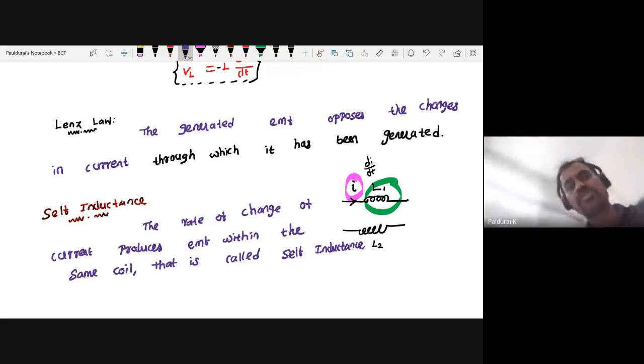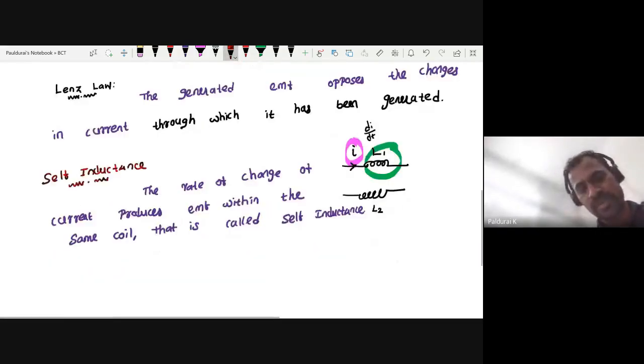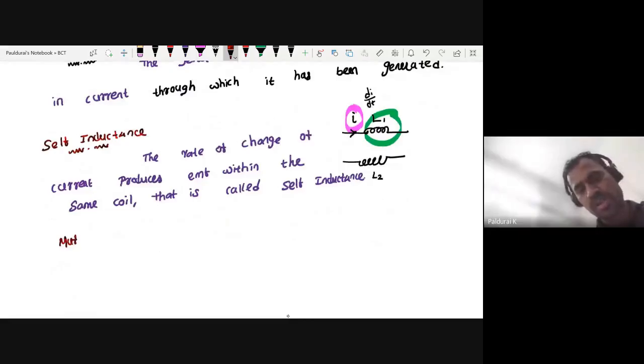Now, what is mutual inductance? Anyone? Can you give me the definition for mutual inductance? Please help me. Mutual inductance. Yeah, anyone?